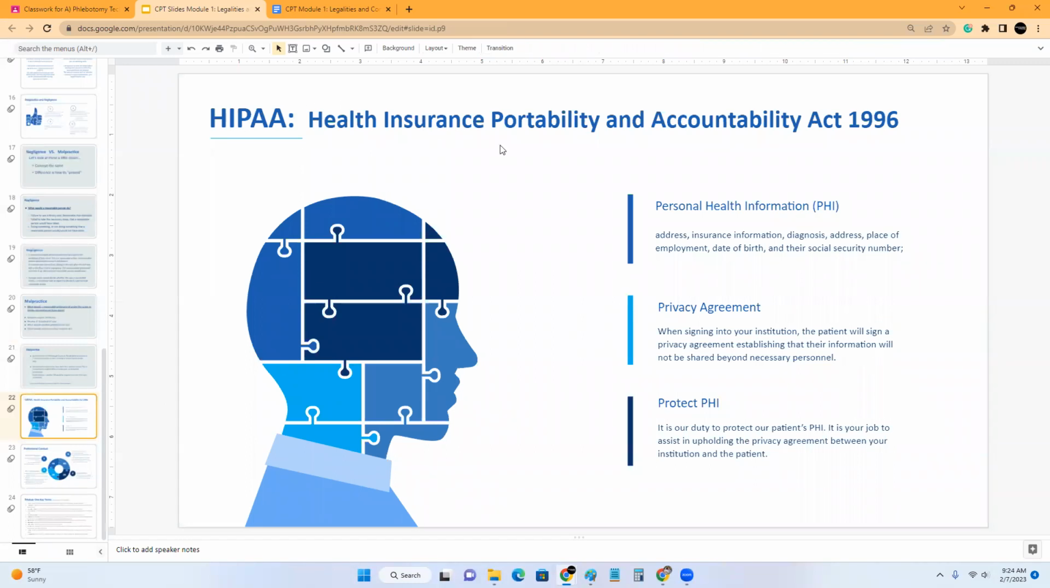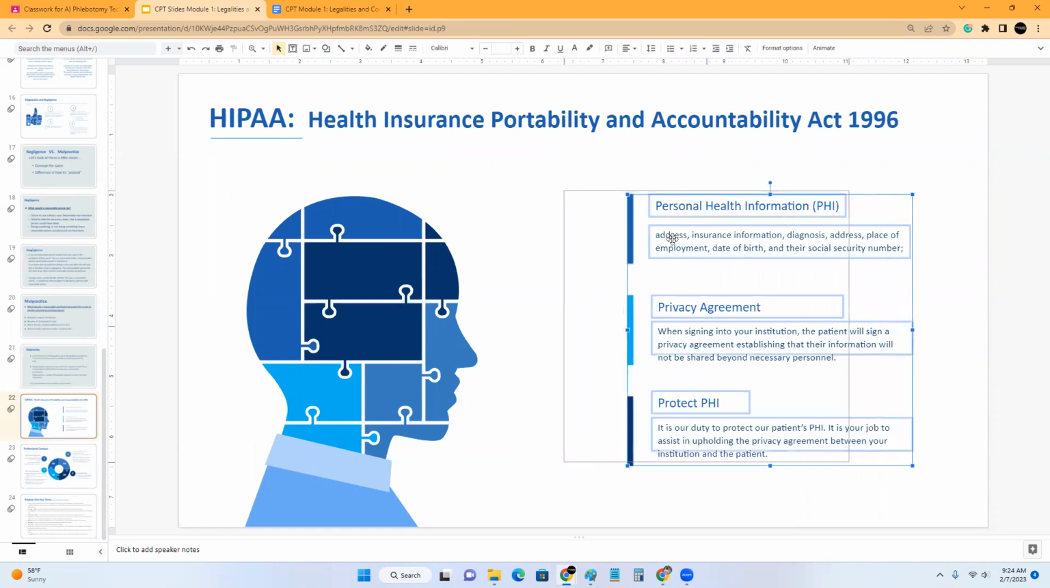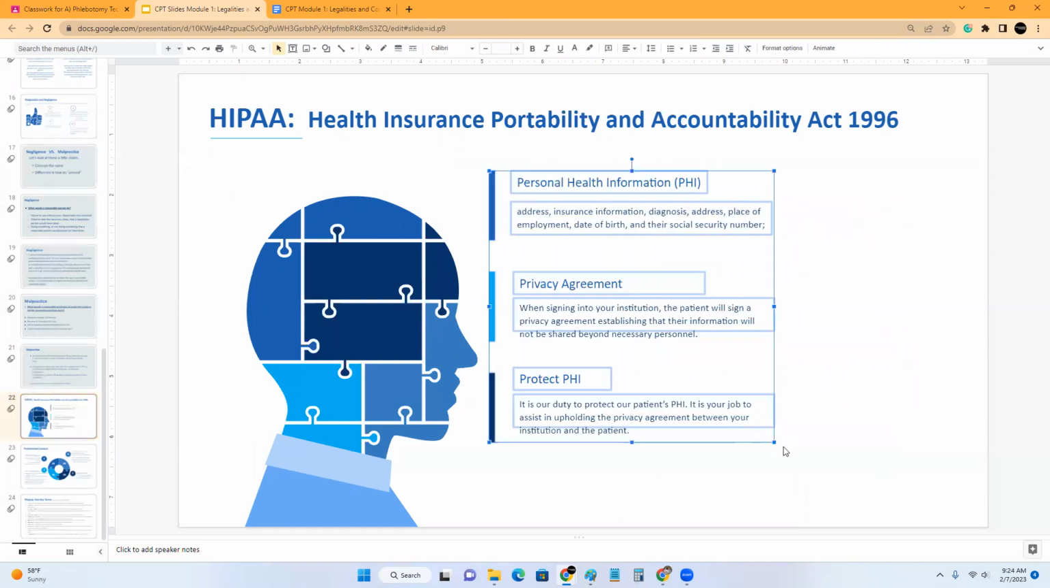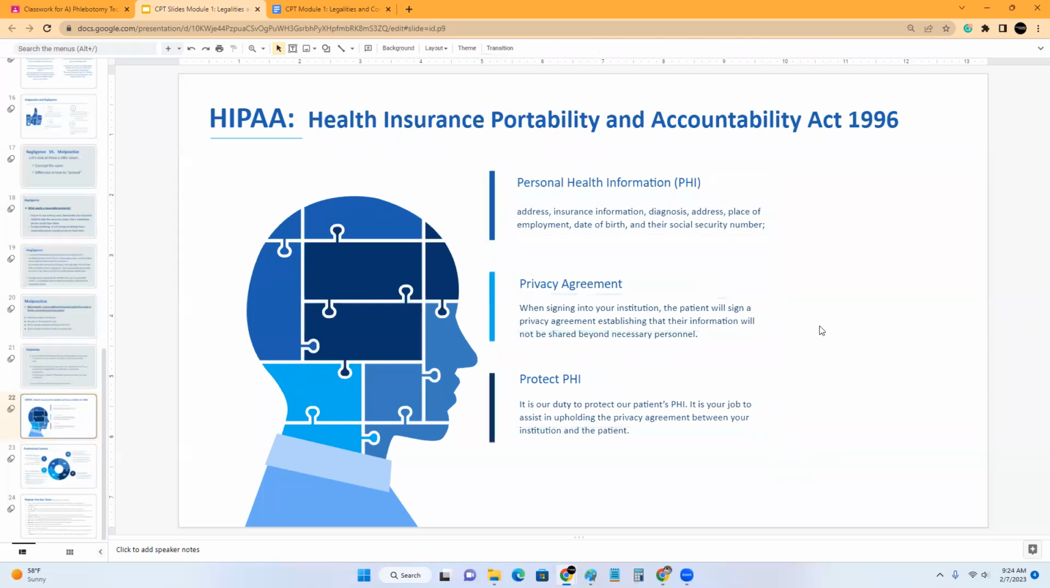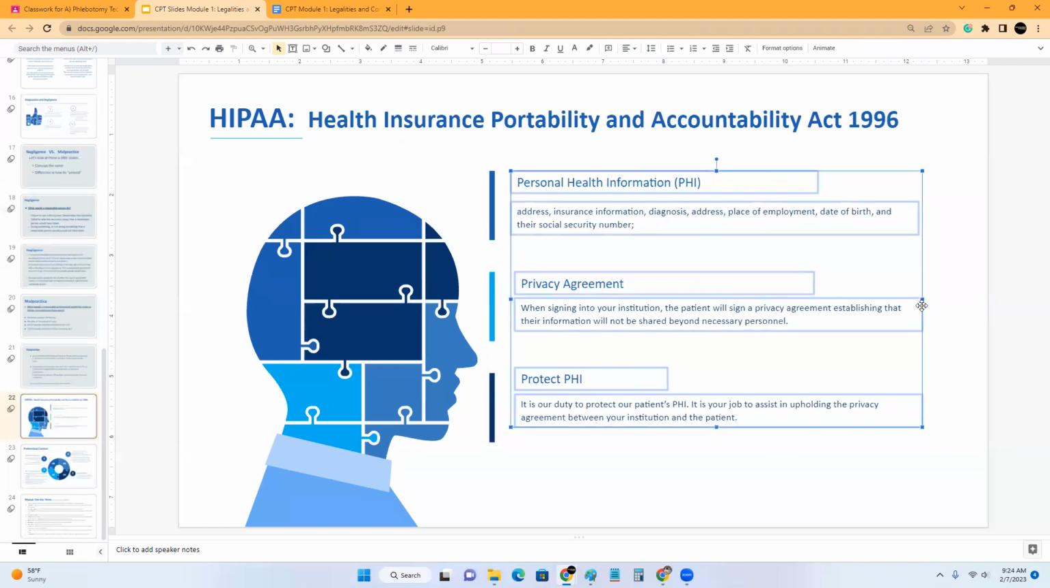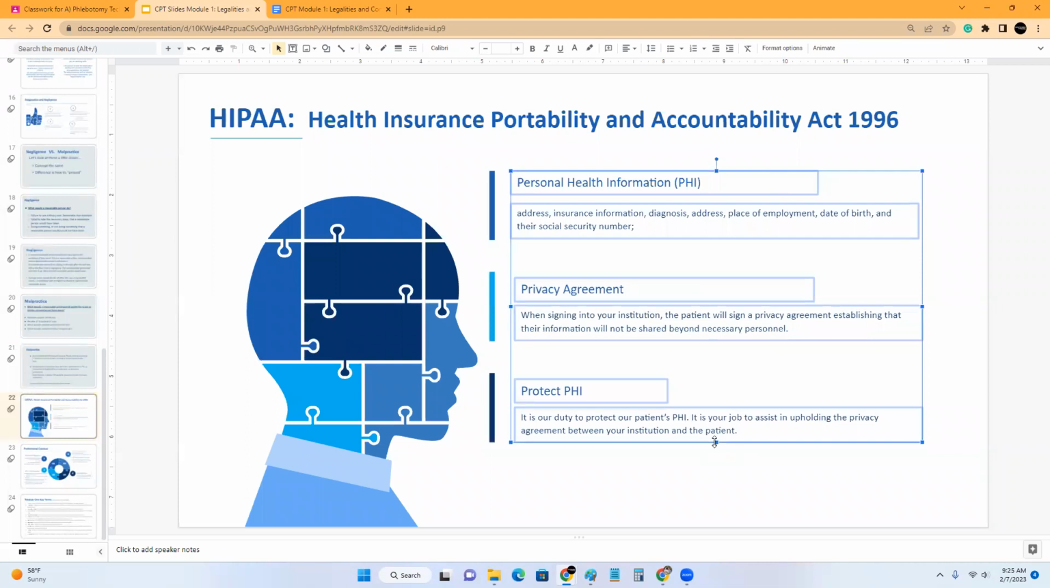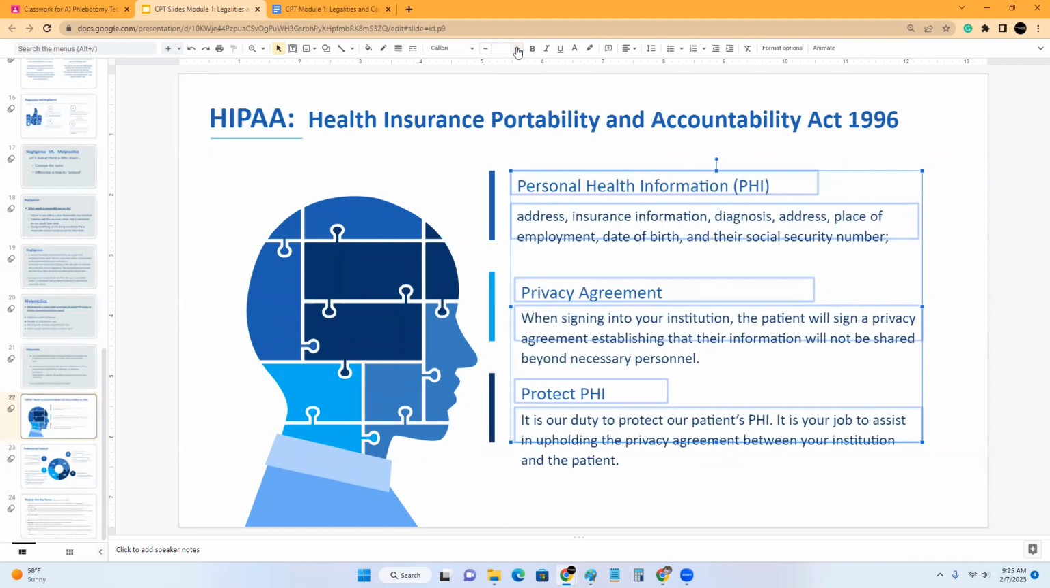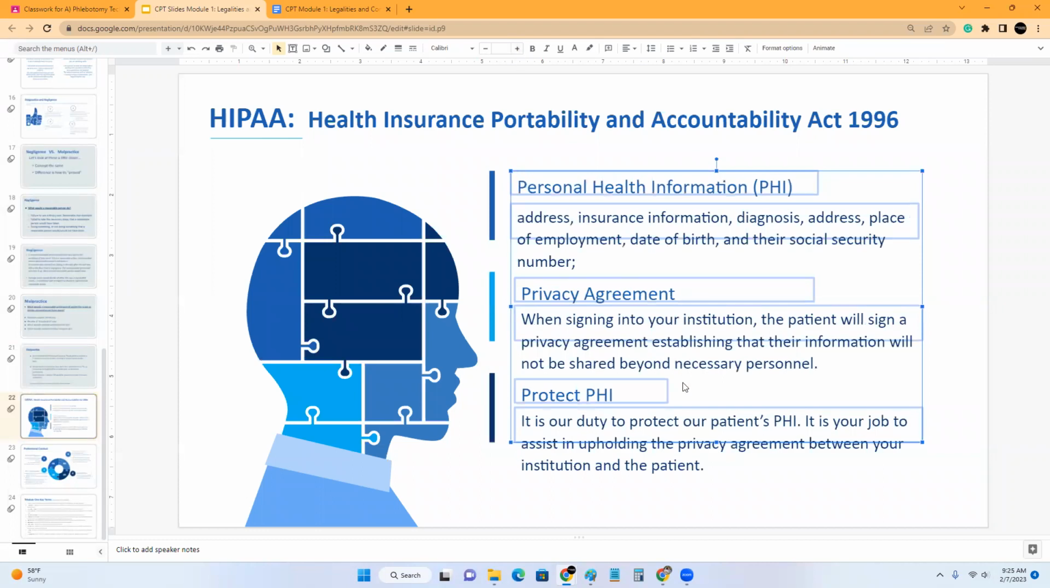All right. HIPAA. So Health Insurance, Portability and Accountability Act. With HIPAA, pretty much don't talk about your patients. Honestly, your patient's personal and protected health information can include lots of different stuff. All right. So their address, insurance information, diagnoses, place of employment, date of birth, social security number, privacy agreement.